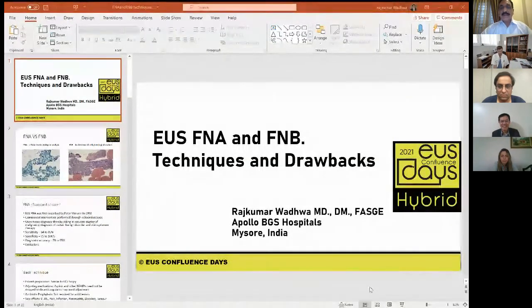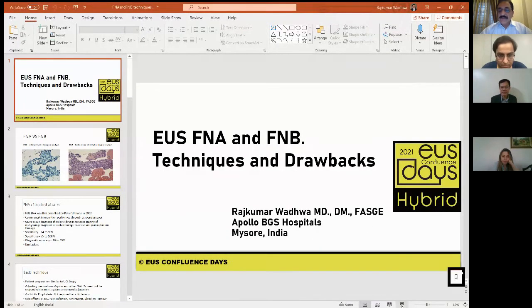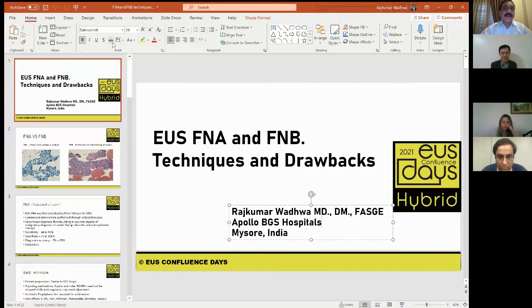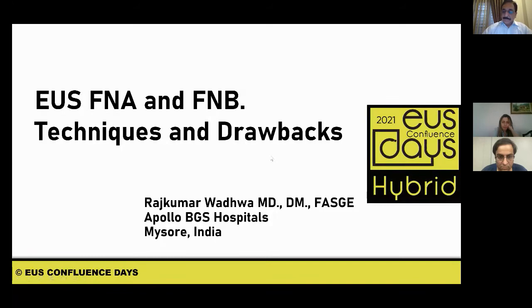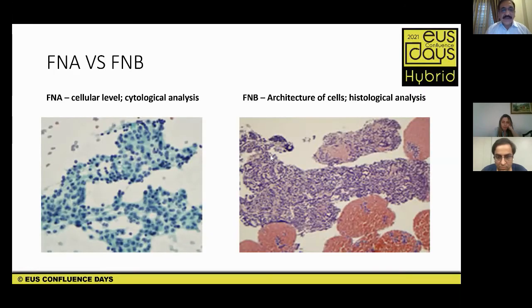As he said, EUS-FNA and FNB are the area where we are looking to expand and get the best of the tissue outcomes when we start doing an echo endoscope. So we will first see what is the difference between the FNA and the FNB. FNA works at the cellular level. We basically get to see the cells and the cytological analysis of it, while FNB differs structurally to give us a histological analysis. That is, there is a group of cells which are giving their original architecture as in the cells. And this is the fundamental difference between FNA and FNB.